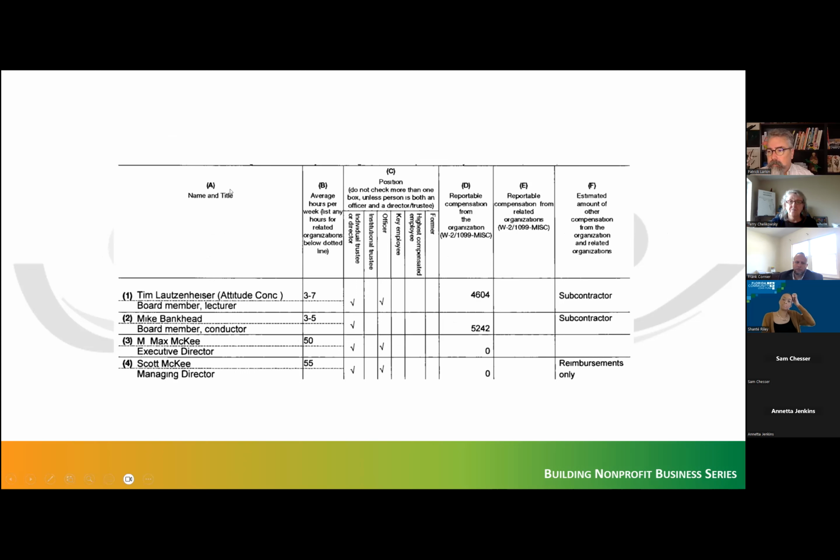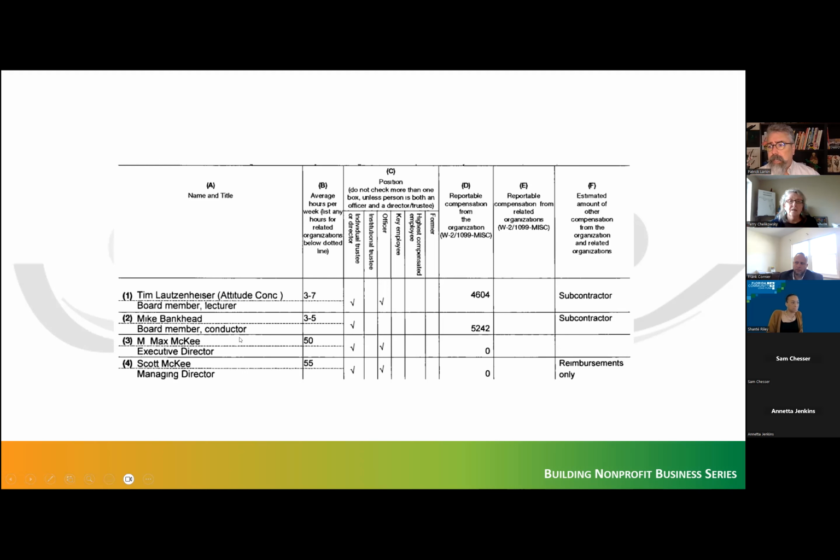The compensation piece. This is the compensation section on the 990. So I see here that I've got a board member who is a lecturer, which means that they are a subcontractor for the organization. So I'm already seeing some problematic things where board members are actually contractors for the organization. So I'm going to want to see why that is. Same thing with the conductor of this performing arts organization also being a board member and being compensated for that.